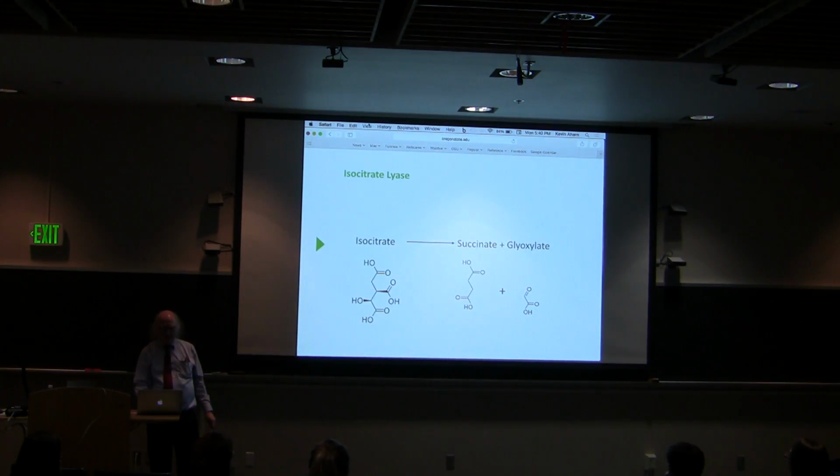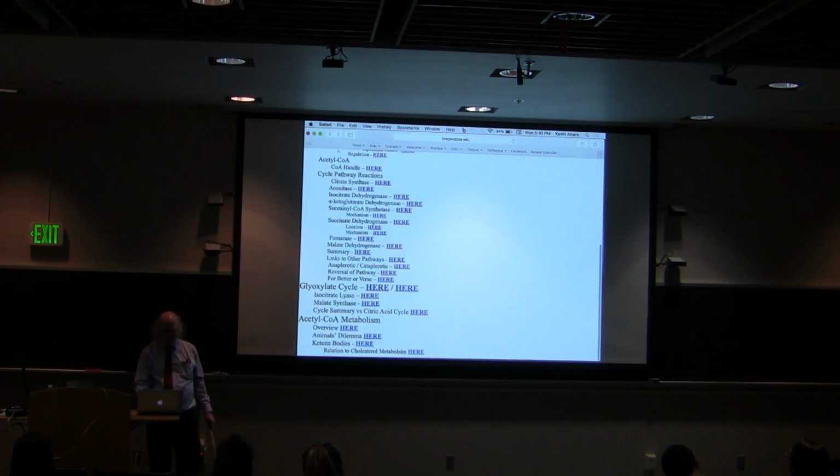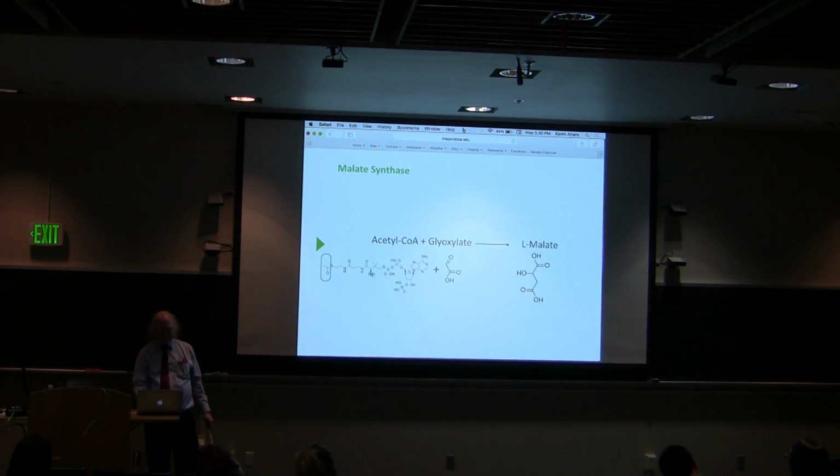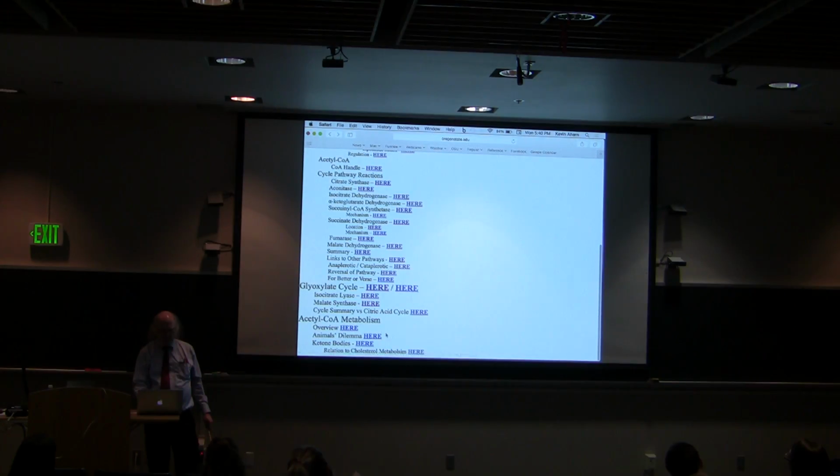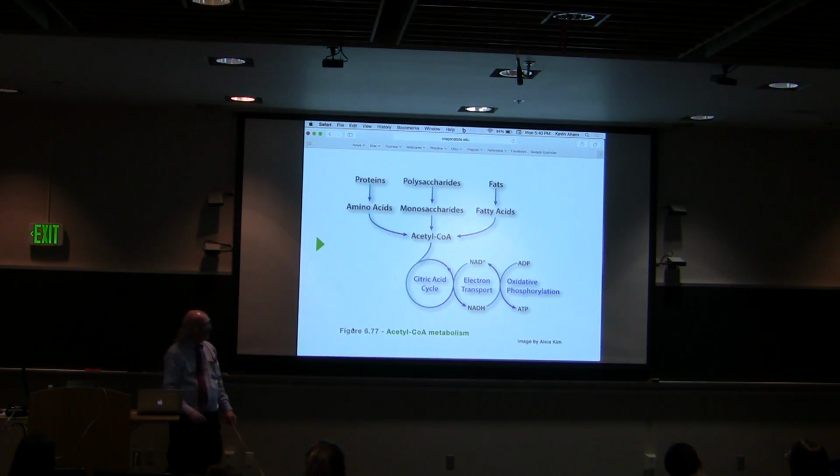Two enzymes are required for the glyoxylate cycle: isocitrate lyase (I don't know why I want to say succinate) and the other being malate synthase. Those two are unique to plants and bacteria, so we don't have those, and that's why we can't run the cycle.